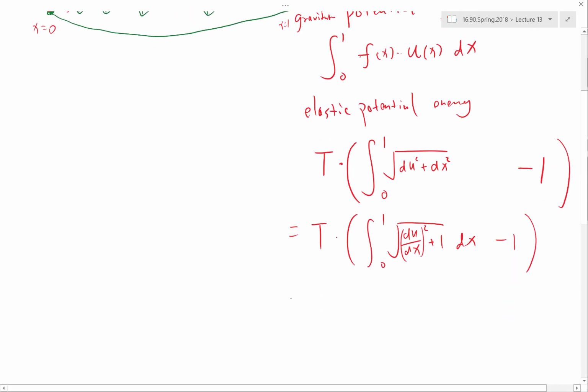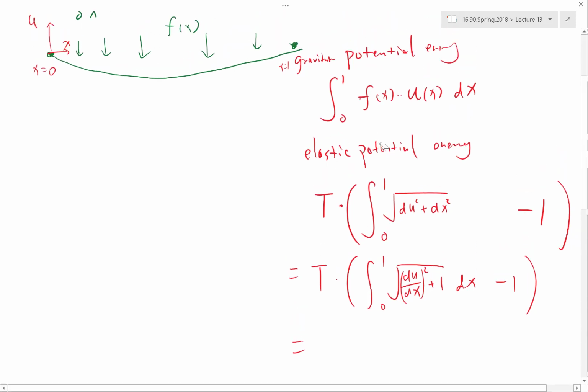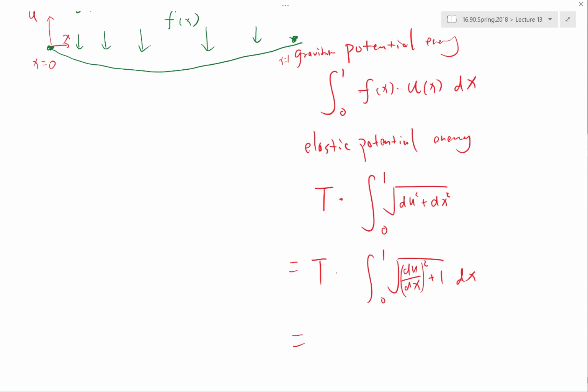Again, we have a small deformation, so du over dx is much smaller than 1. Just re-explain why we have minus 1? If I have the minus 1, it's the elastic potential change, but I actually don't have to have the minus 1, so let me get rid of it. At the end, the minimization statement is going to look the same whether I have a minus 1 or not.